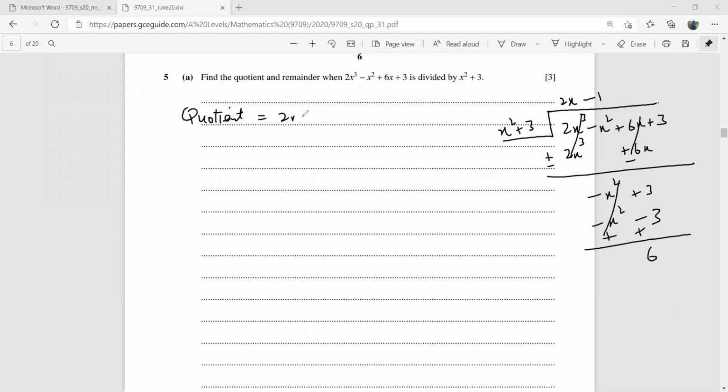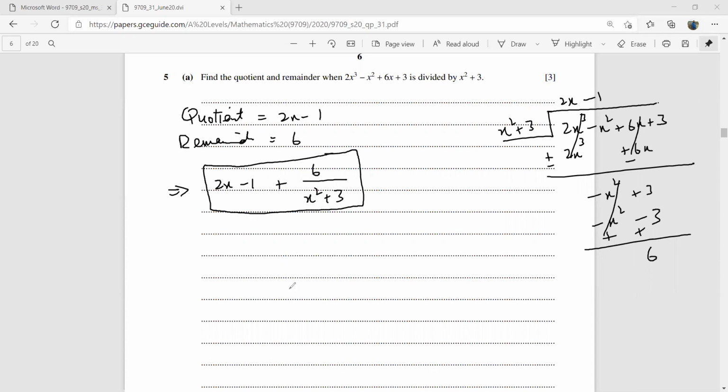2x minus 1. And the remainder is going to be 6. You can also write that all of this division is going to be equal to 2x minus 1 plus 6 over x squared plus 3. That is what you get when you divide them. Now let's see what the next part is.